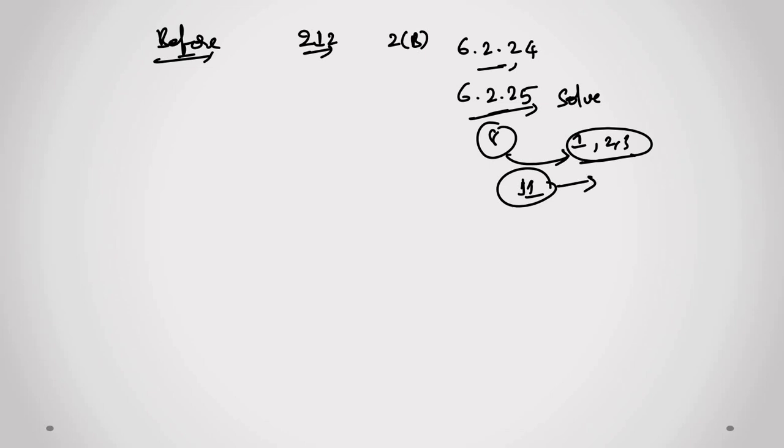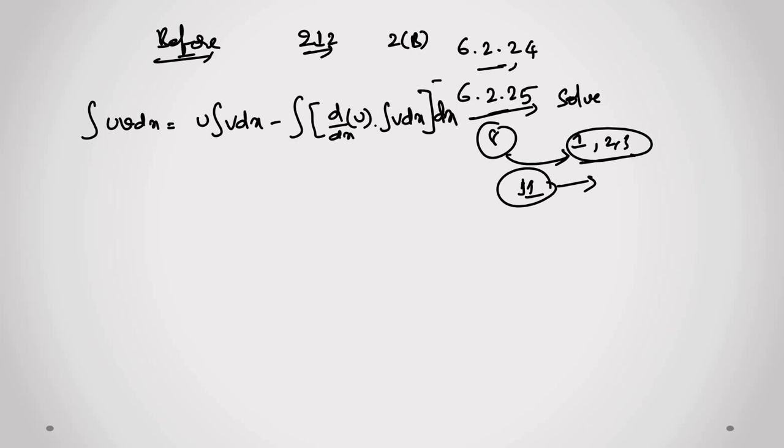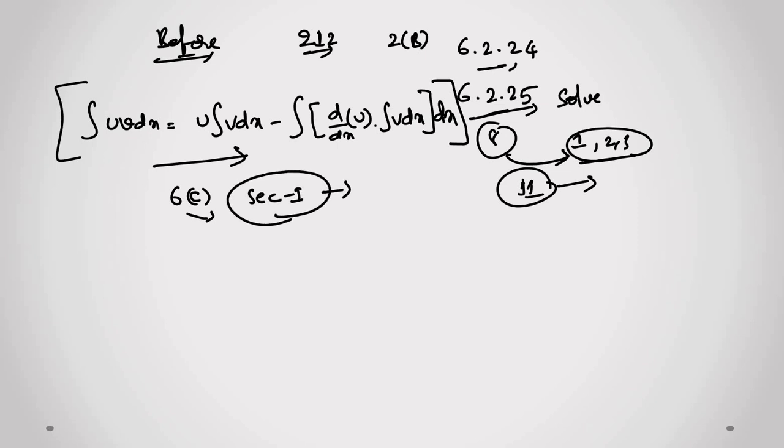Now one formula I want to tell you. The formula is integral of u v dx is equal to u times integral of v dx, minus integral of d by dx of u into integral of v dx, into dx. This is the formula we have to use in exercise 6C. In this first section, maximum all questions are on this formula only.